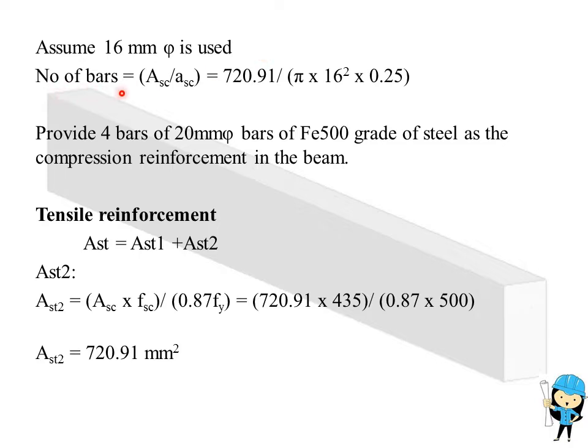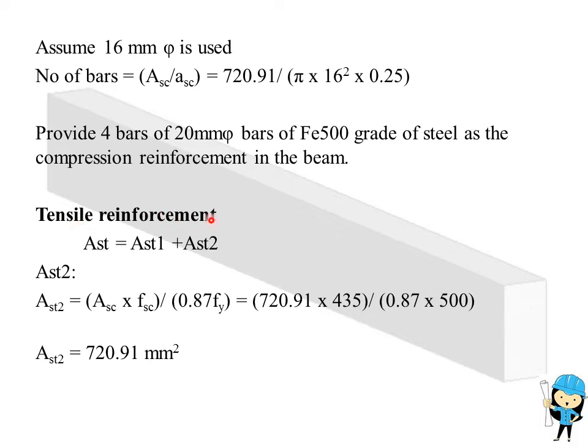Therefore, number of bars is equal to ASC divided by Ast. Ast is the calculated compression reinforcement divided by pi by 4 into diameter of the rod we are using. So, it is pi by 4 into 16 square. Therefore, provide 4 bars of 20 mm dia bars of Fe 500 grade of steel as the compression reinforcement in the beam. Next is tensile reinforcement.